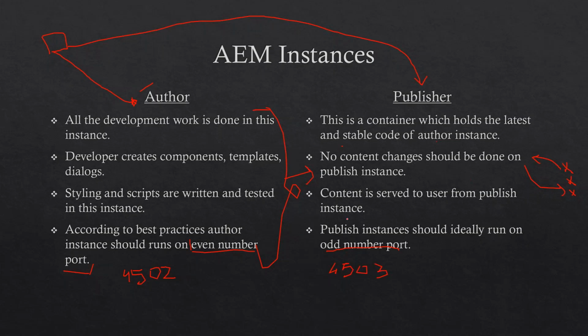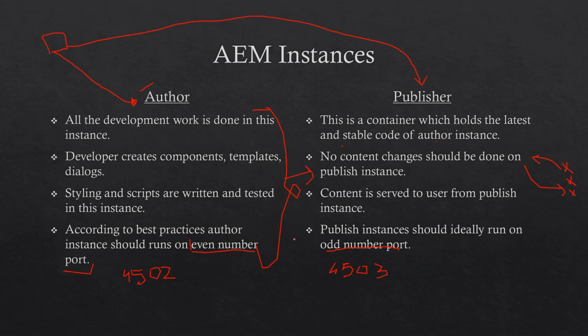This would be running on 4503. Okay. This is the most basic difference that I can give you. Eventually, we will see lots of other differences. But if I start giving you those things, it won't make any sense right now. So I have not added them in the slide. So any question?